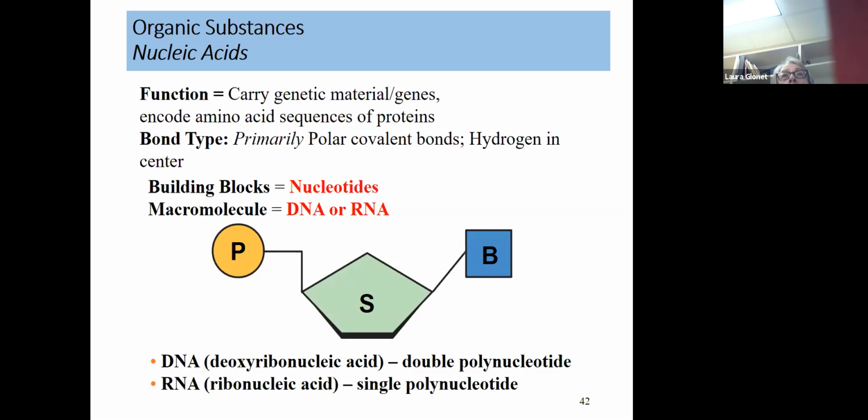Last family are our nucleic acids. They function to carry genetic material or store it. They encode for amino acid sequences of proteins, what I call the recipe book for making all those proteins, because it's very specific. Out of 20 different amino acids, you might require a chain of 120 or 90 amino acids. You better know what you're doing. You have to have the recipe just right.